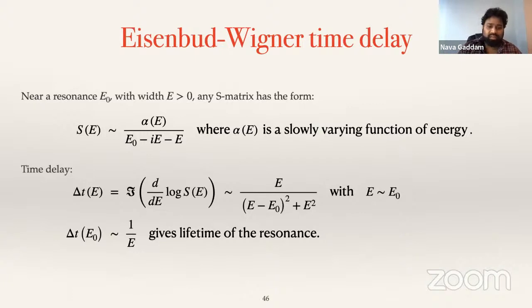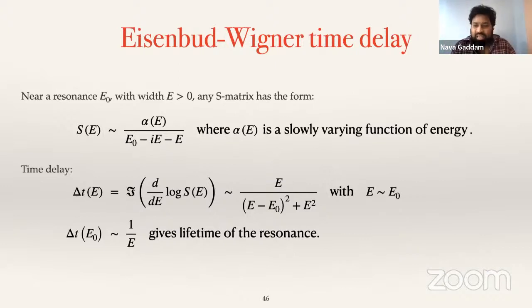Let's look at a quantity that's defined in terms of the scattering matrix called the time delay. It was introduced by Wigner and then slightly corrected or improved upon by Eisenbud in a PhD thesis that's very nice. So consider a resonance E0 and look at the scattering matrix near any resonance with some positive energy width. By definition, the scattering matrix has a pole because of the resonance. So the scattering matrix looks like what I wrote here in the first equation. There's some slowly varying function, or some constant function of E, in the numerator.